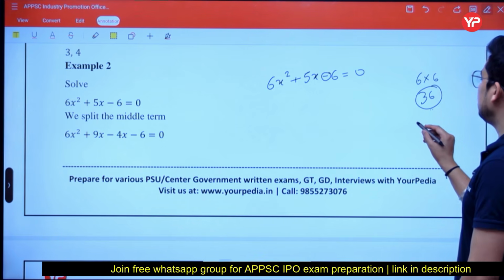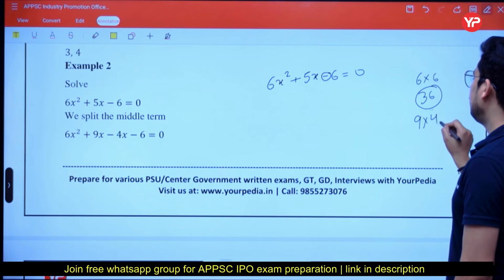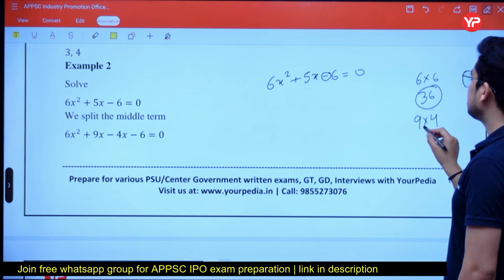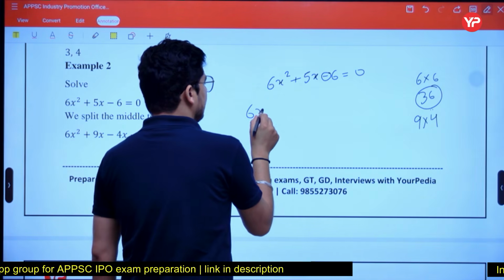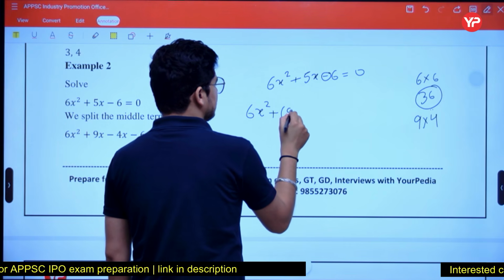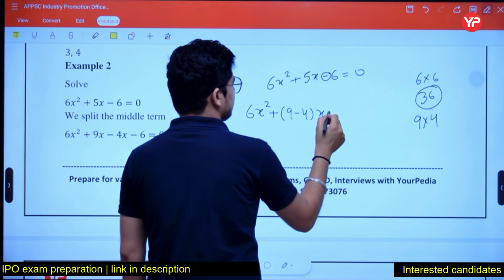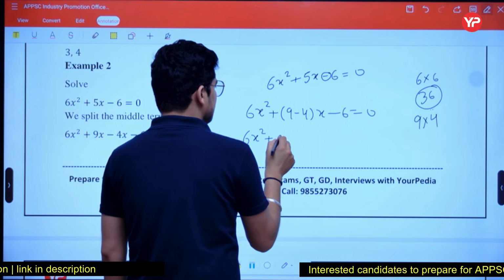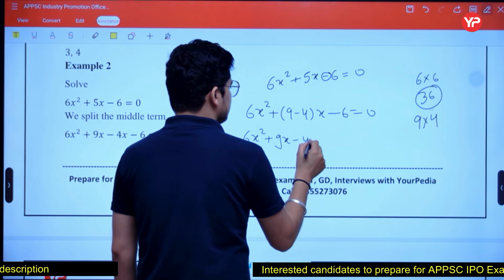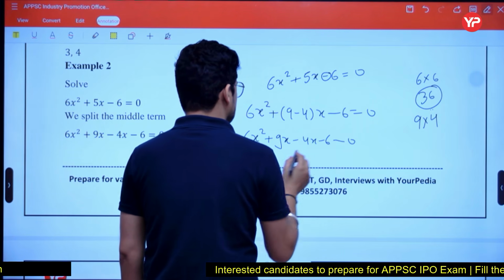The factors of 36 are 9 and 4. If you take the difference, 9 minus 4 is going to be 5. So what should we do now? We can write this 5 as 9 minus 4: 6x squared plus 9x minus 4x minus 6 equals 0.